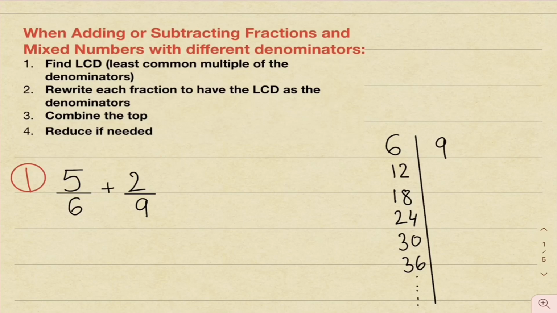Now another way to find the multiples is to just add the number to itself. So 6 plus 6 is 12, plus 6 is 18, plus 6 is 24, plus 6 is 30, plus 6 is 36. Now let's find the multiples of 9. 9 plus 9 is 18, plus 9 is 27, plus 9 is 36, 45, and then I'm going to stop here. Now let's find the common multiple that 6 and 9 have. So the common multiple that they have is 18.